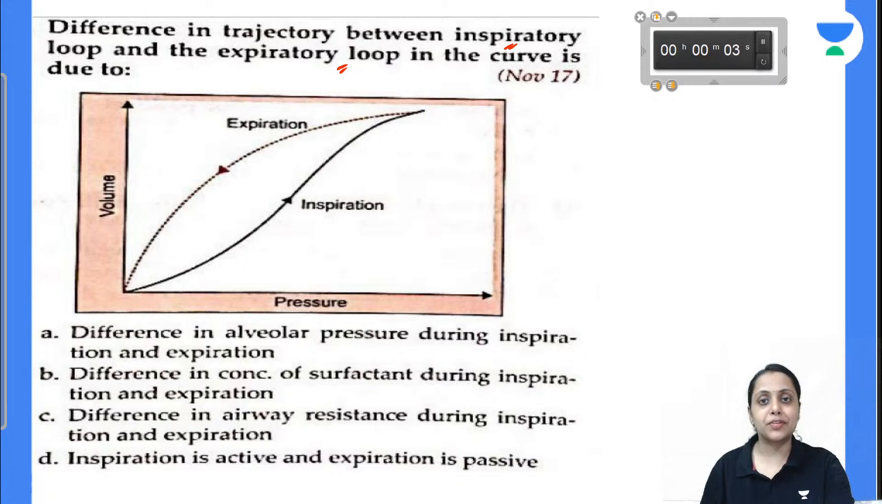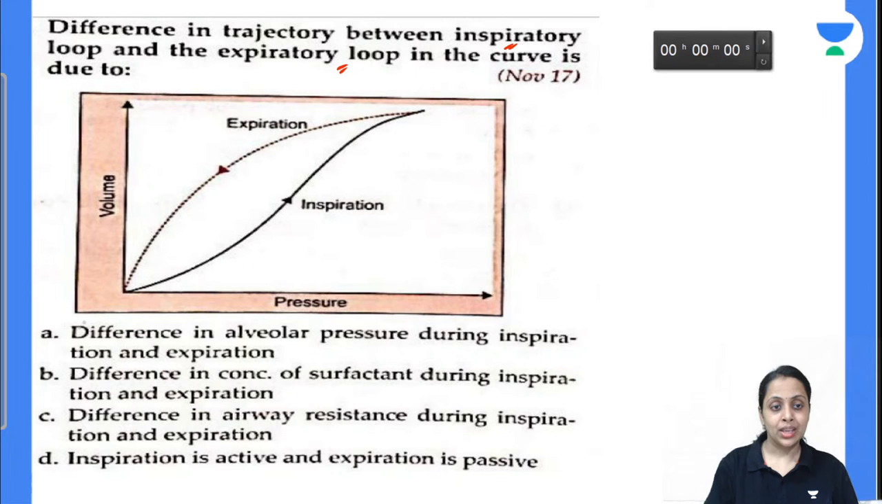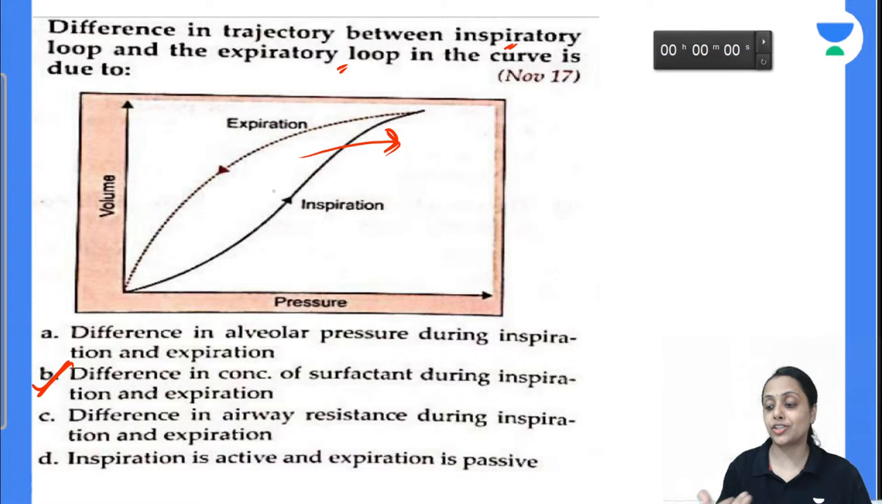The difference in trajectory between the inspiratory loop and the expiratory loop is due to the concentration of surfactant. Hysteresis is due to the difference in compliance during inspiration and expiration, and that is due to this concentration of surfactant. At the start of inspiration, alveoli are small. And in smaller alveoli, the surfactant distributes over a small area, so concentration becomes more, surface tension reduces, and so compliance is more.